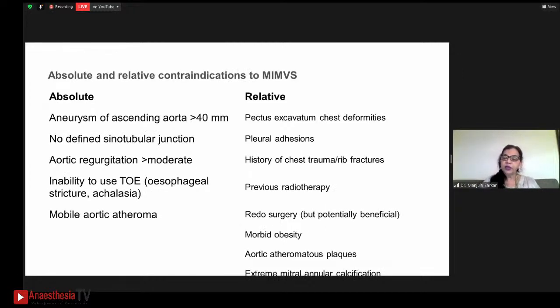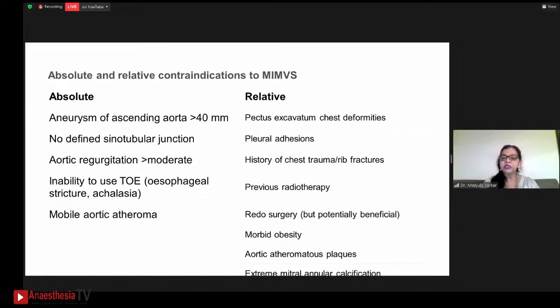Absolute and relative contraindications to minimally invasive mitral valve surgeries. Absolute contraindications are aneurysm of ascending aorta more than 40 millimeters, no defined sinotubular junction, aortic regurgitation more than moderate, inability to use transesophageal echocardiography, and mobile aortic atheroma. Relative contraindications are pectus excavatum and chest deformities. It is difficult to do the procedure.